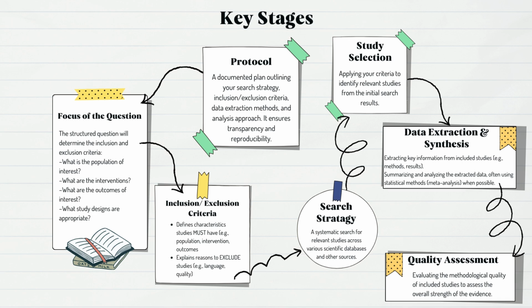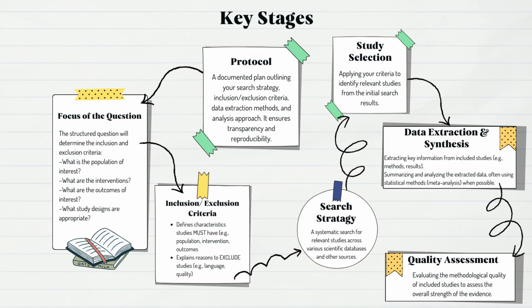Then we form a search strategy, which is like a treasure map guiding you to the most relevant studies. This map involves specific databases, keywords, and publication date ranges to ensure you're looking in the right places. Once you've identified potential studies, the inclusion exclusion criteria will guide the selection process for choosing the best ones.